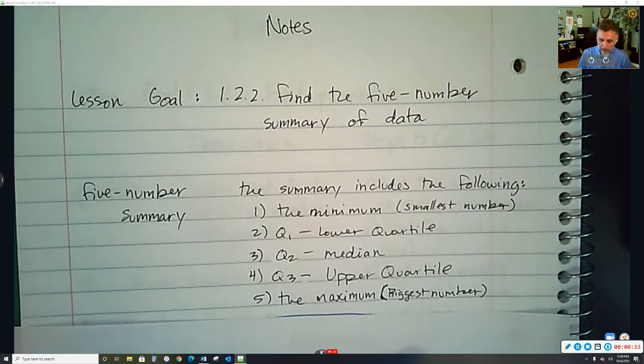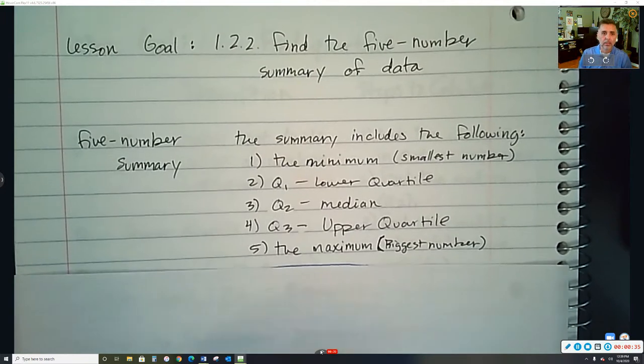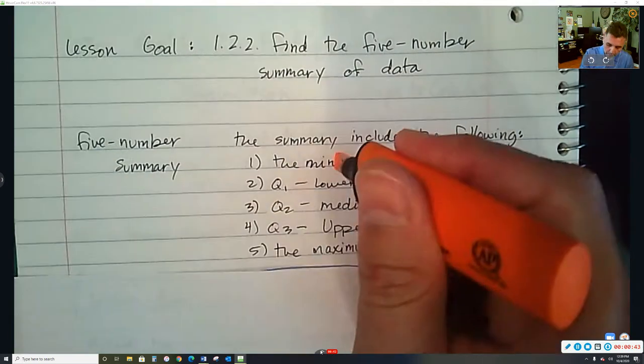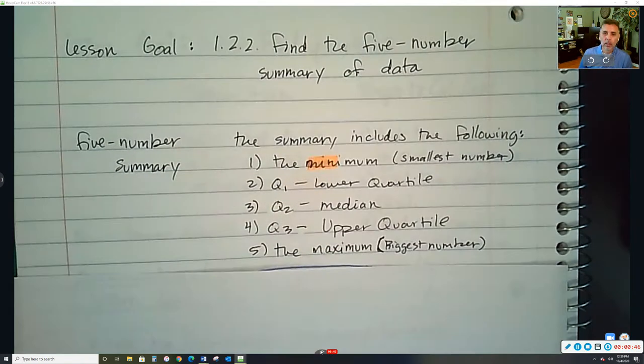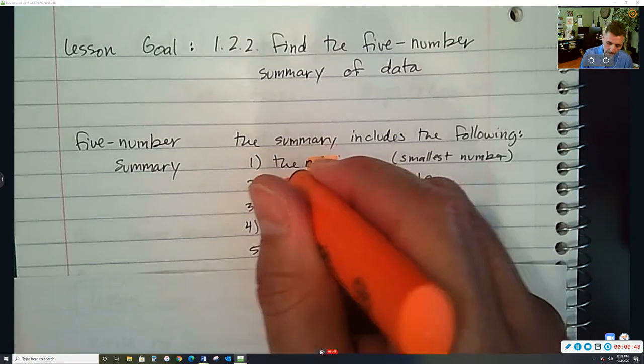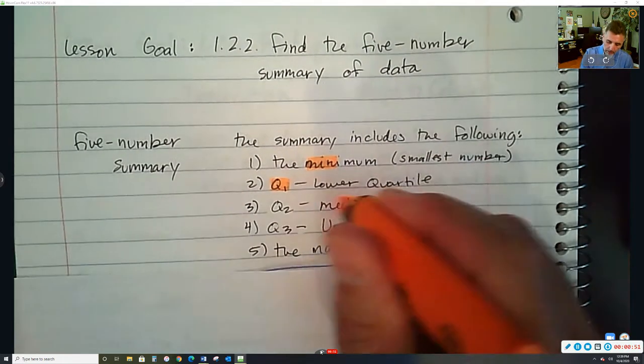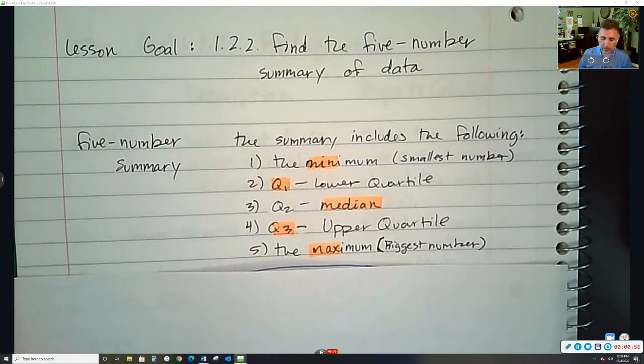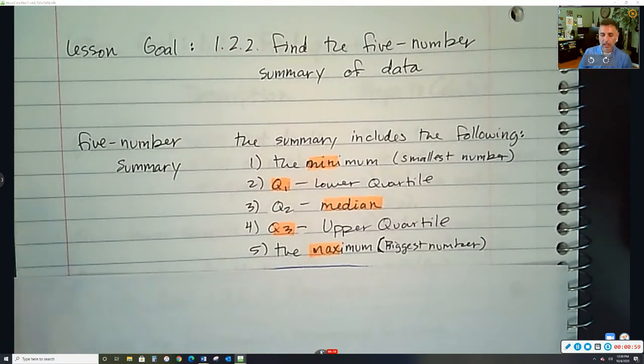Okay, so if you look, there is the 5-number summary. There are basically 5 numbers we need to look for. The minimum, Q1, the median is also Q2, Q3, and then the maximum. Okay, so I kind of highlighted different parts of the 5-number summary, just so we can focus on those.